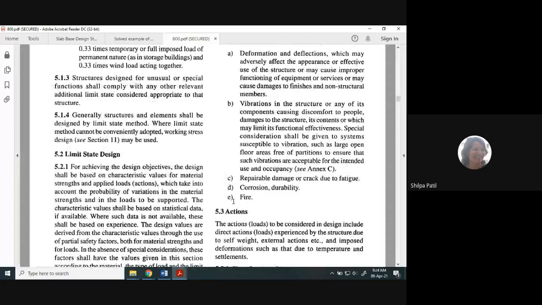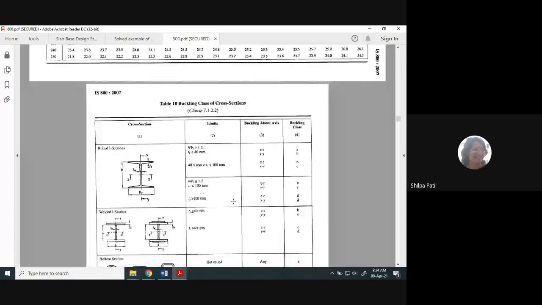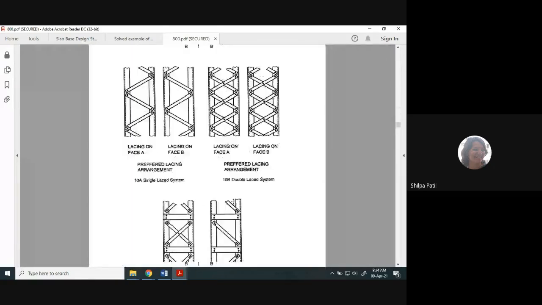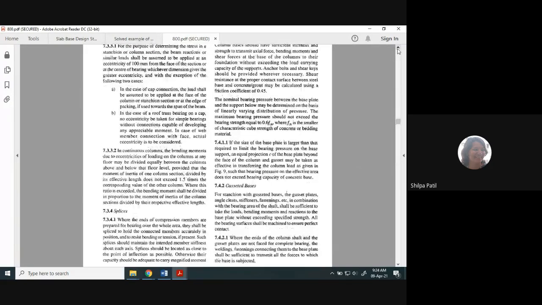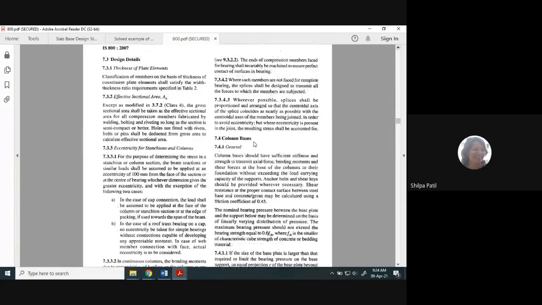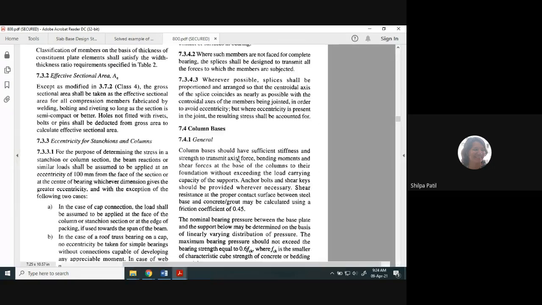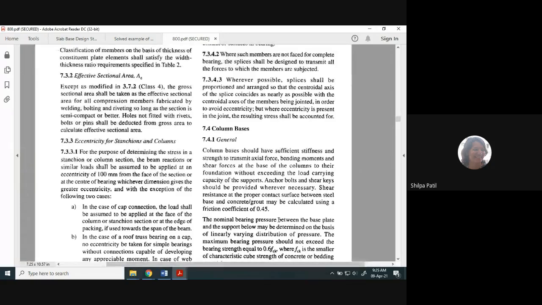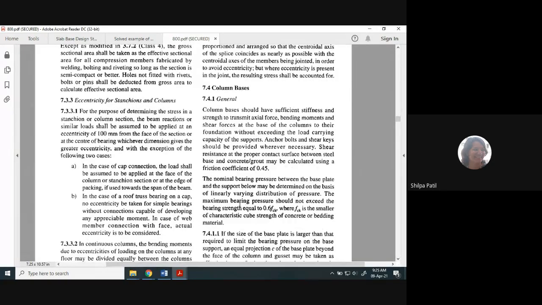There is one small correction that you have to make. So open page number 46 where clause 7.4 is given, that is the column bases. Now all the general information and the requirements are given here. I just want to bring the correction to your notice.